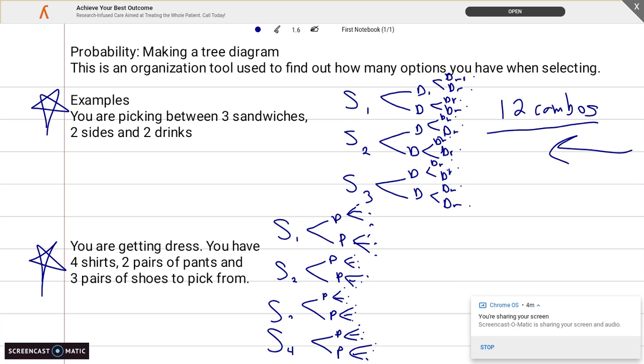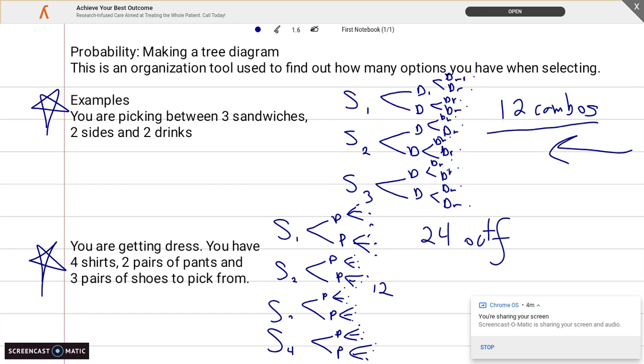Now let's count how many different options for outfits you actually have. I'm going to be counting those little dots that I have to represent the shoes. 1, 2, 3, 4, 5, 6, 7, 8, 9, 10, 11, 12 up to here. 13, 14, 15, 16, 17, 18, 19, 20, 21, 22, 23, 24 different outfits.